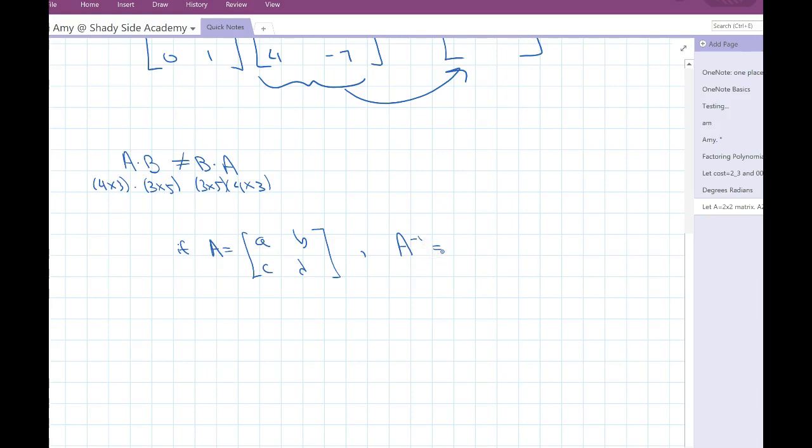It's 1 over AD minus BC, times, and look what happens here, D, A, negative B, negative C. I know that seems very, very clumsy.